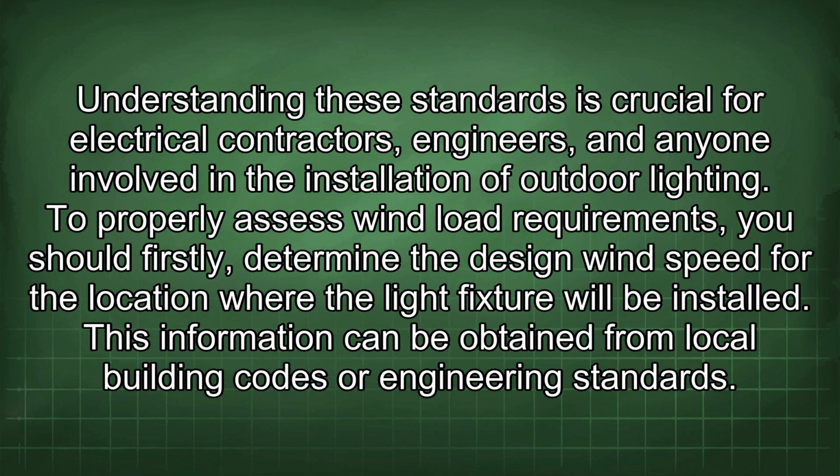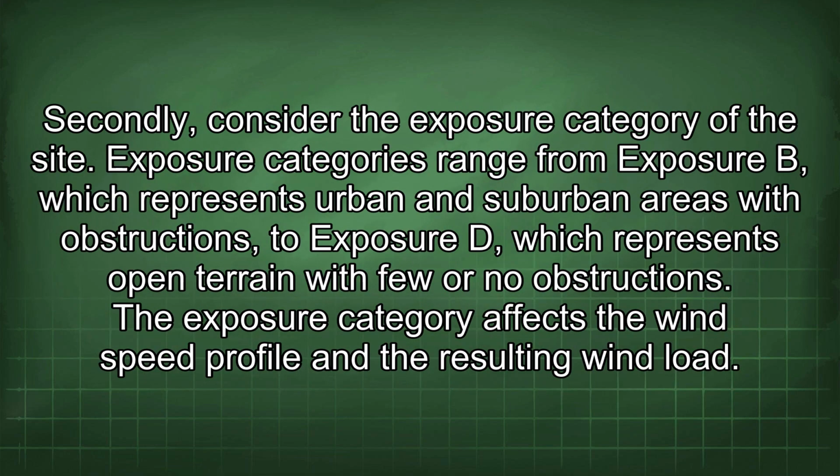To properly assess wind load requirements, you should firstly determine the design wind speed for the location where the light fixture will be installed. This information can be obtained from local building codes or engineering standards. Secondly, consider the exposure category of the site. Exposure categories range from exposure B, which represents urban and suburban areas with obstructions, to exposure D, which represents open terrain with few or no obstructions. The exposure category affects the wind speed profile and the resulting wind load.